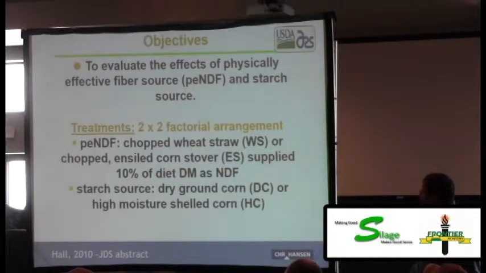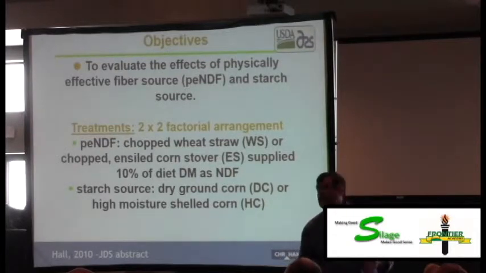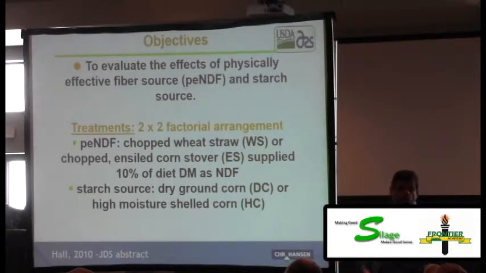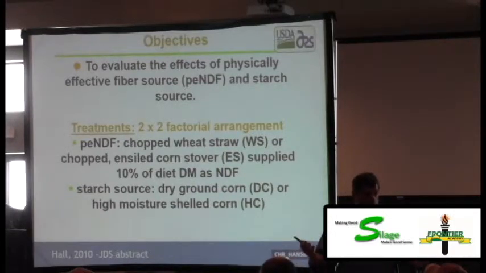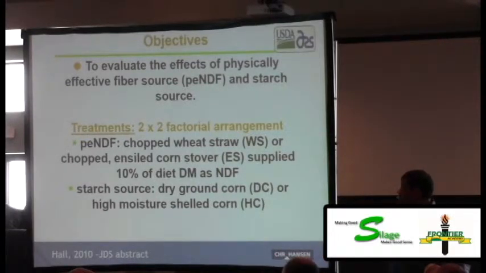So basically, what she wanted to compare was two different types of effective fiber. She used either chopped wheat straw or chopped and ensiled corn stover. The way she got the chopped and ensiled corn stover is they went out and combined that corn while it was still green, and then they went back and chopped the stalks while they still had some moisture in them, chopped them up like corn silage, put them in a bag, and let them ferment. So it was basically corn silage without the ear. And they compared that to wheat straw.